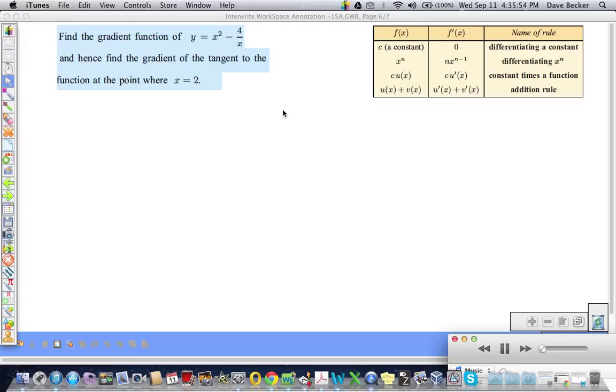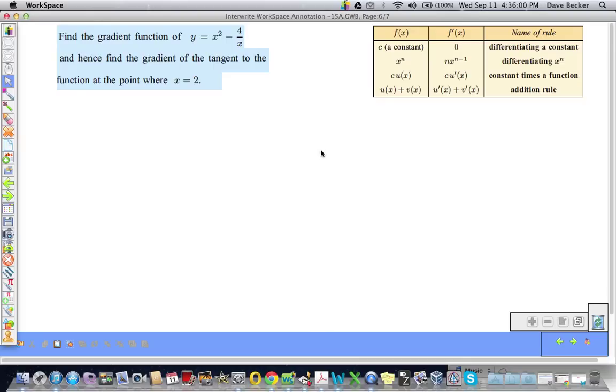We are differentiating like it's 1999. Simple rules for differentiation. And we just got a couple more examples here. Let's get to it, shall we? Find the gradient function of y equals x squared minus 4 over x, and hence find the gradient of the tangent to the function at the point where x equals 2.